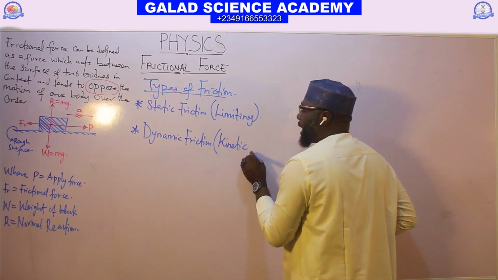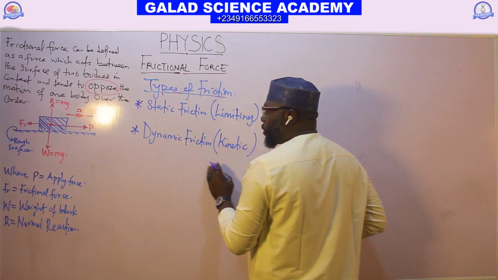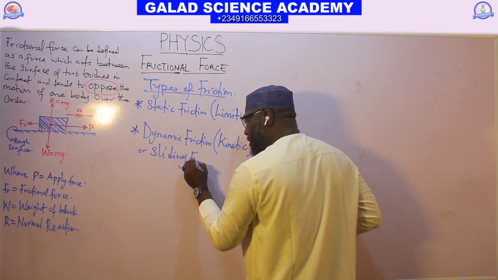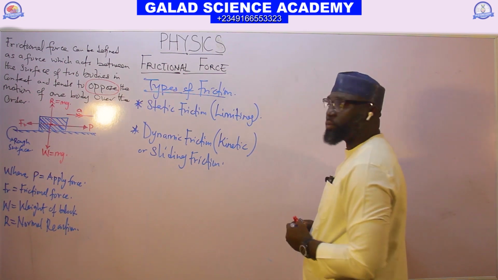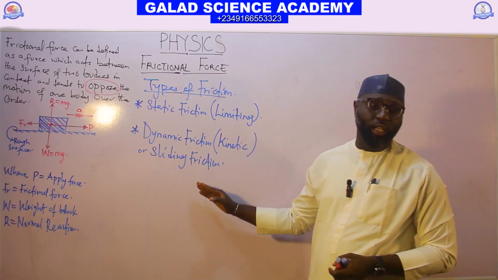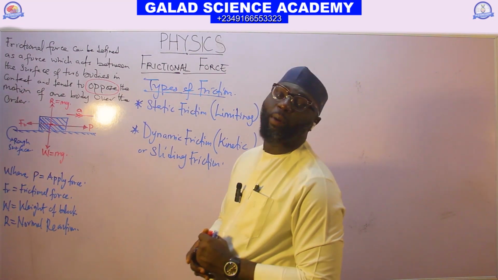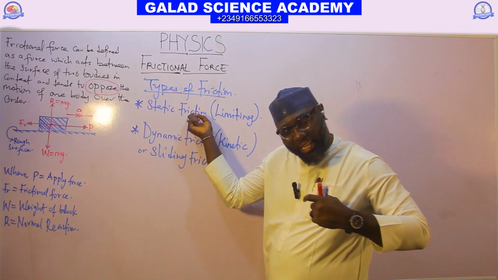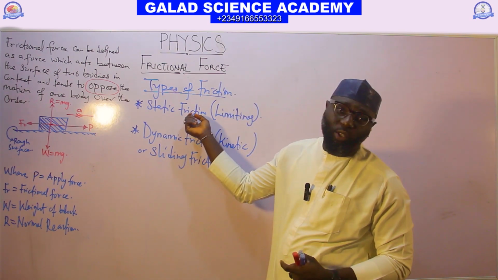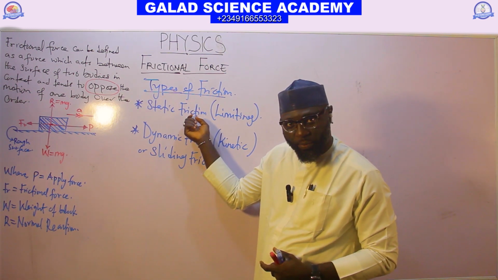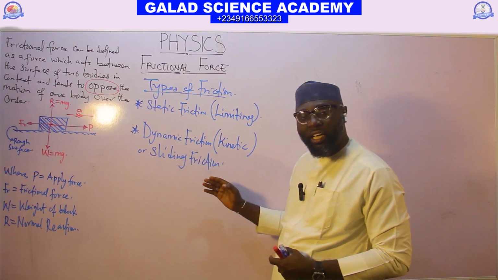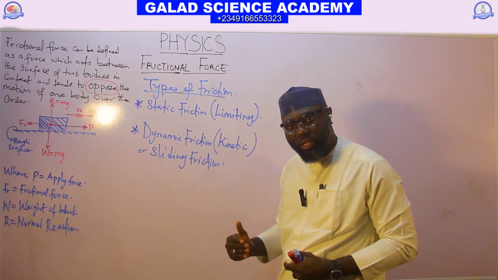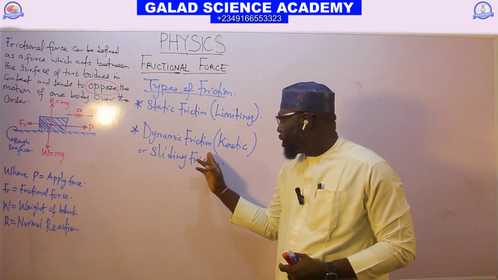Kinetic friction, or we can also call it sliding friction. So these are the two types of friction we have. If we are talking about static friction, it is the frictional force that is responsible for objects to be at rest or stationary. But the dynamic friction is a friction that causes a moving body to come to rest. That's what dynamic or kinetic friction is.